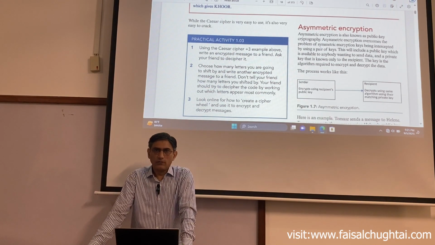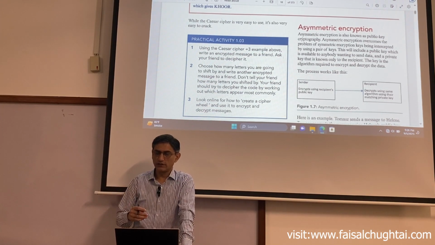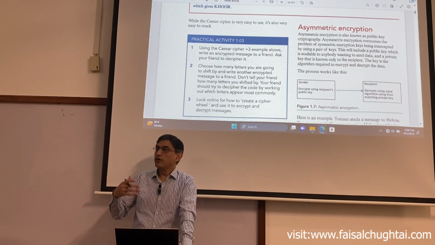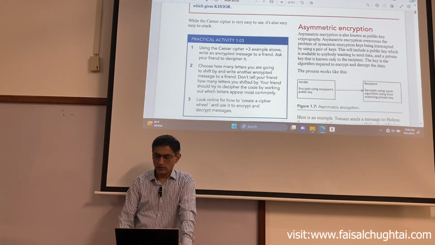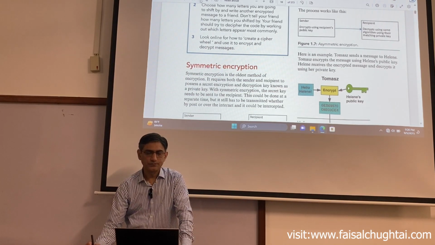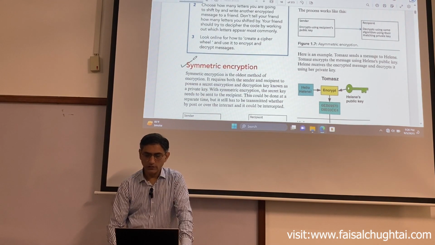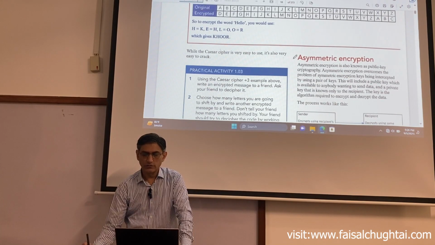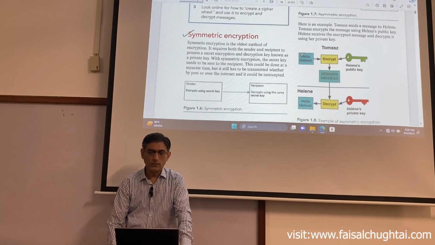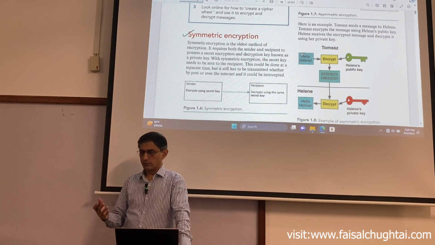So we discussed it in detail, but this was just a recap so that it gets refreshed in your mind. In the last class, I told you that there are two main types of encryption that we will be studying later on. One of them is symmetric encryption. So we have symmetric encryption and we have asymmetric encryption. Now, what is the difference between the two? It says symmetric encryption is the oldest method of encryption.